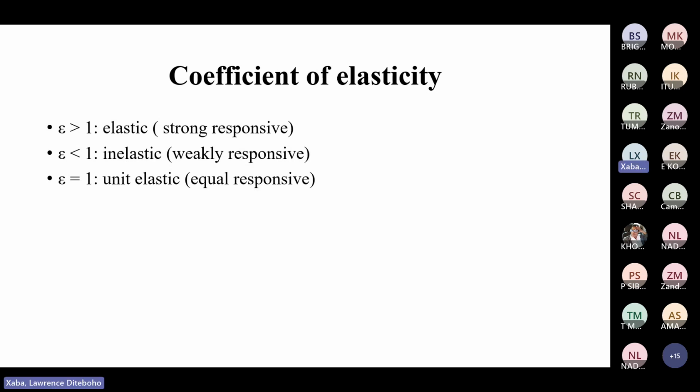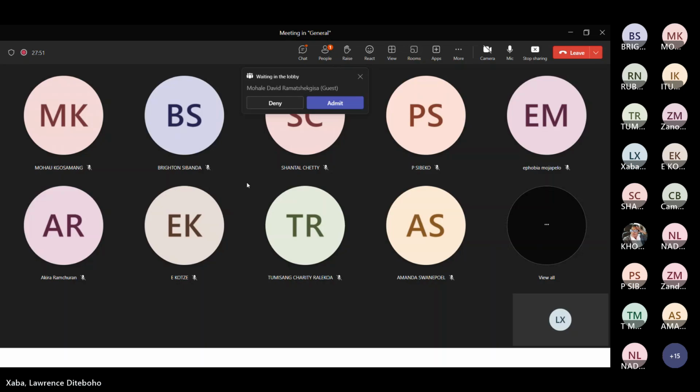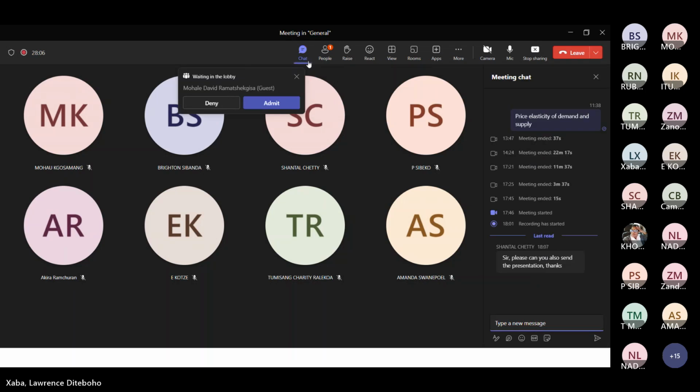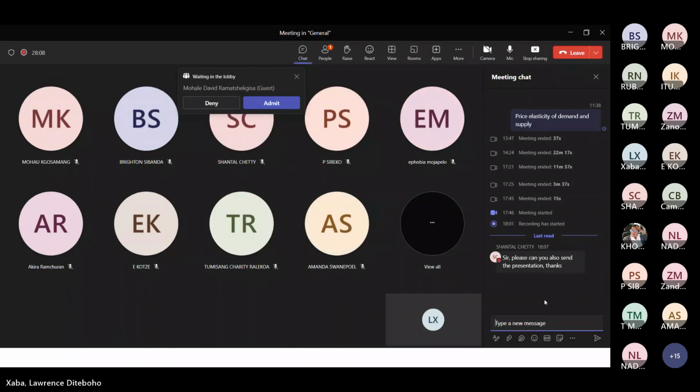Any question before I start deriving the first formula of price elasticity of demand? Questions? Questions, guys? I don't have a question at this stage. Thank you. Okay, thank you.